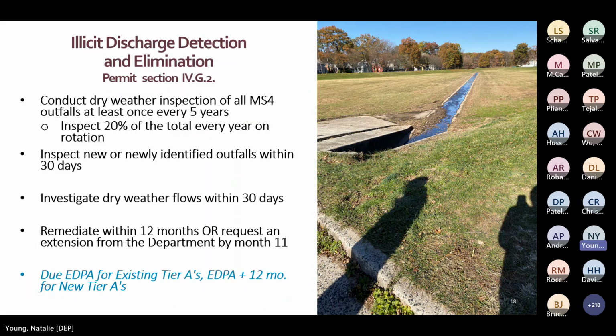The requirement for illicit discharge detection and elimination inspection has been modified so that all MS4 outfalls are inspected for illicit discharge at least once every 5 years. Municipalities must inspect 20% of the total annually on a rotation so that all outfalls have been inspected by the end of the 5-year permit cycle. All new or newly identified outfalls, as well as complaints or reports of illicit discharges, must be inspected within 30 days, and any reports of illicit discharges need to be remediated within 12 months of discovery as well.